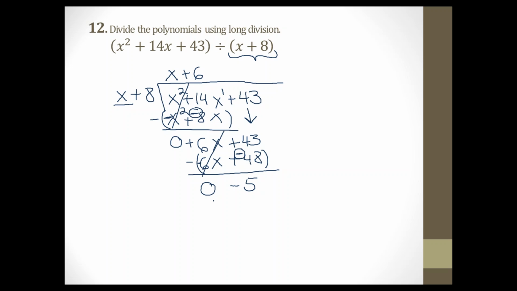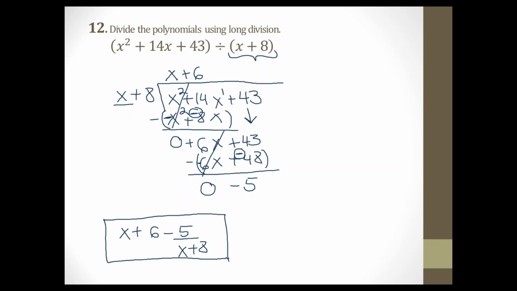So putting it all back together to write it as a solution, starting off with our quotient, which is x plus 6, and then adding the remainder, so minus 5, divided by x plus 8. That will be the solution to this long division problem. It has a few steps involved, so it takes some practice, but it's basically always the same, so if you do a couple of them, then you can't go wrong.